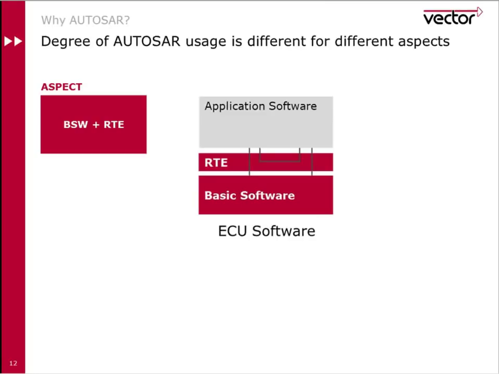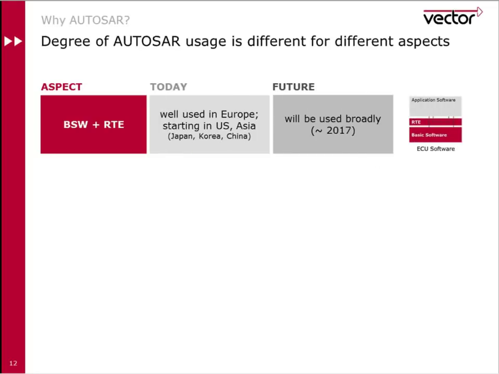So AUTOSAR from a bottom-up point of view, the use of the basic software and generation of the RTE. We find that today that's being very well used across the European OEMs, and we're starting to see more and more use within the USA and Asia. We think that as of about 2017, the AUTOSAR architecture aspects will be very broadly used globally across the automotive industry.